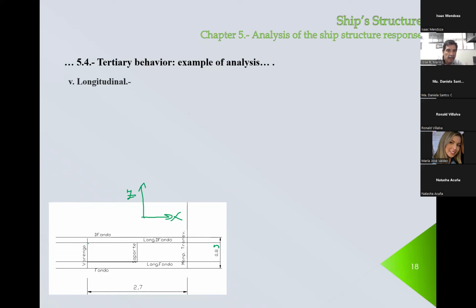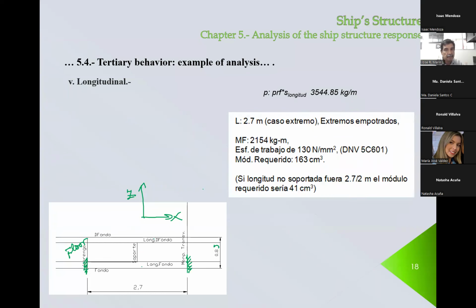So what we can do is we consider this is a floor. Okay, this is a triangle. So this is a beam which could be considered as clamped on both ends. Now, in some of these, there is a connection between the longitudinal of the double bottom and the longitudinal of the bottom. As an extreme case, we could consider that this support does not exist. So this is the unsupported length, which is 2.7. Okay. So that's what we are going to consider.